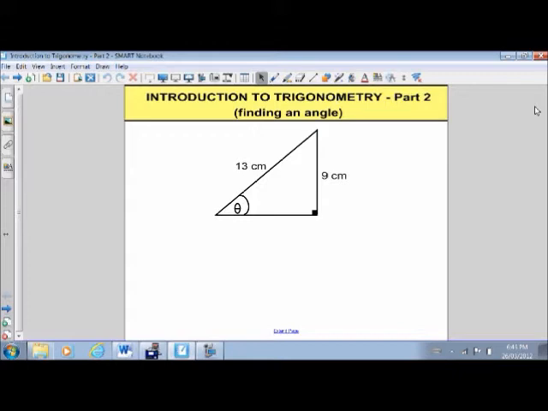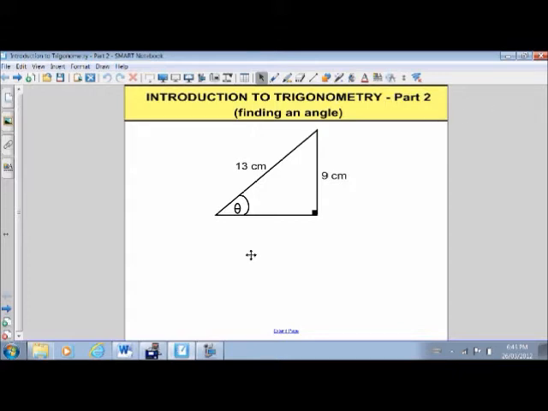We look at how trigonometry is simply an extension of similar triangles and use trigonometry to find the side of a right angle triangle. In that video we looked at the steps. The steps are very similar whether we're finding an angle or a side, so I'm just going to build on the steps that we've done.